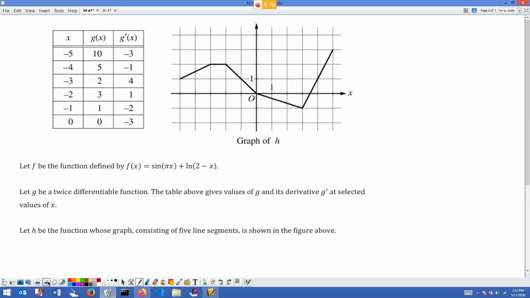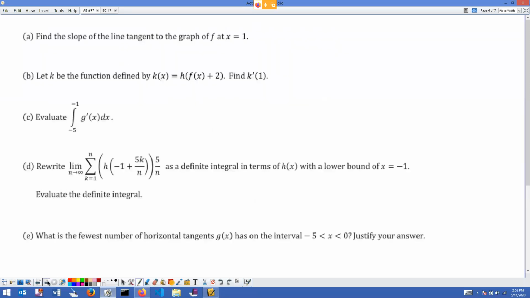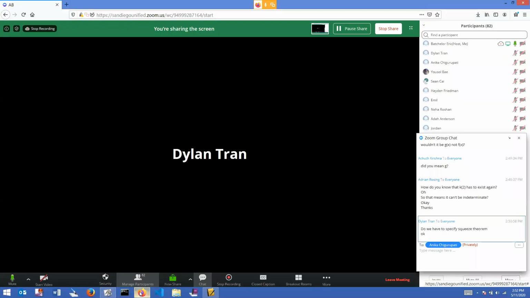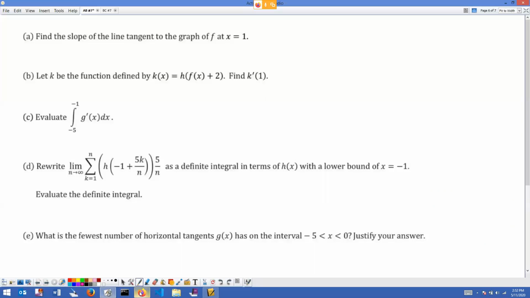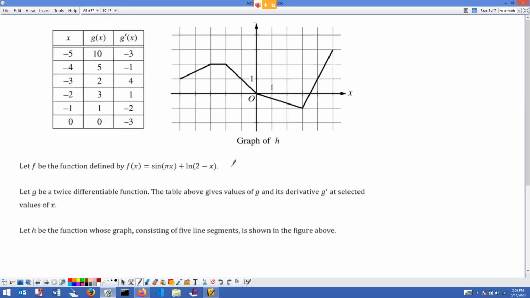And we are going to try to answer questions about it. I think it's just those 5. So if we want to find the slope of the line tangent to f at x equals 1, then the first thing that we have to do is find the derivative of f. So we'll do that right here.